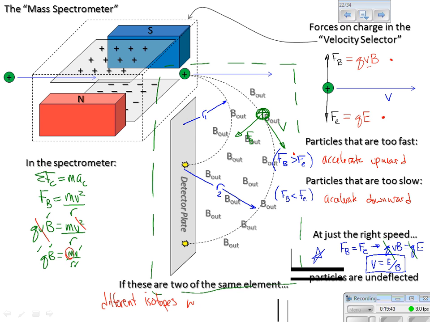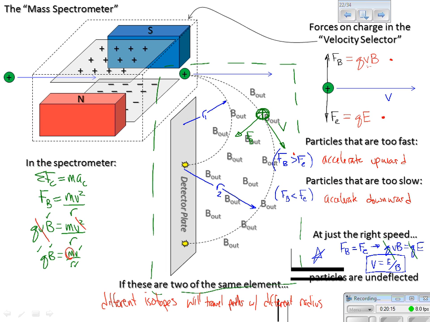So different isotopes will travel paths with different radius. All right, so we can use this thing to figure out literally how many neutrons are in different isotopes of an element, based on how far down on this detector plate they hit.